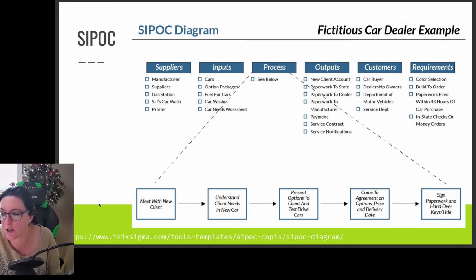So here's a car dealership. The suppliers, we have those who are going to wash the cars. We have the gas station nearby who's going to help us with gas for the cars. And then, of course, we have the manufacturer of the vehicles.